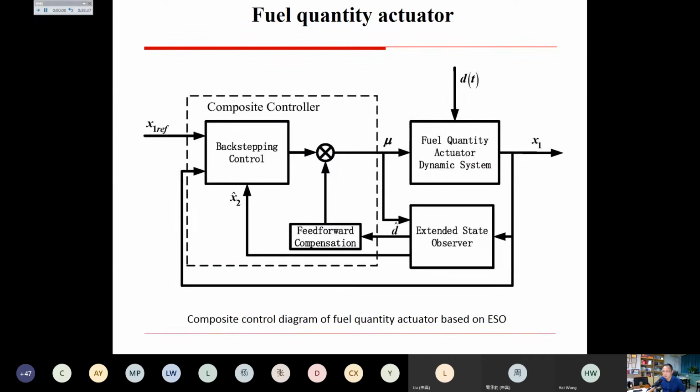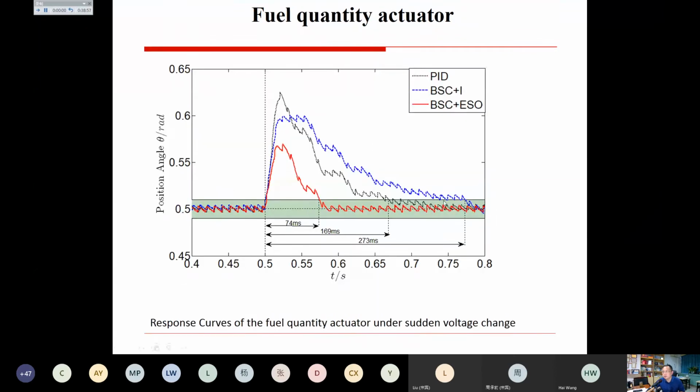So here, we use backstepping control to cancel the three nonlinearities. And we use feed-forward compensation based on the ESO, the extended state observer. We have the disturbance estimation, the lumped disturbance estimation. Then we will show the result.